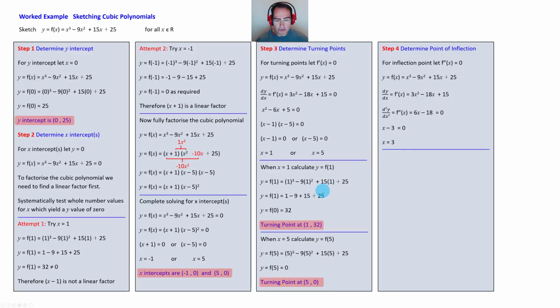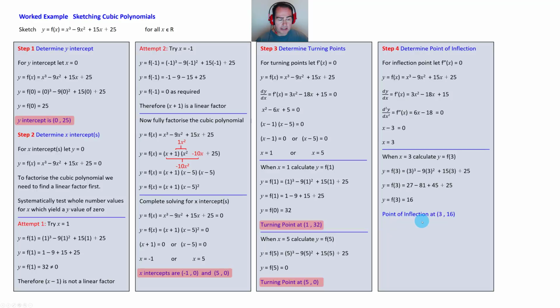And again, note that 3 is halfway between 1 and 5. As I mentioned before, it is the midpoint. Also halfway between 32 and 0 is the y value of 16. So we'd expect to get 16 when we substitute 3 back into the original function, which we now do to calculate the y value. Substituting 3 in gives us 27 minus 81 plus 45 plus 25, which as expected is 16. This means there's a point of inflection at 3, 16.